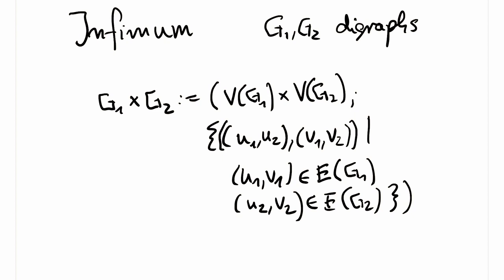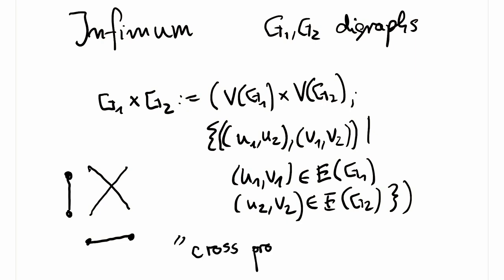This product is also called cross product, and it's easy to remember why. Suppose you have these two little symmetric graphs with two vertices. The direct product will have 4 vertices, 2 times 2, and we'll have an edge if and only if we have an edge component-wise, which means that there will be an undirected edge on the diagonal and another one here. So we see a cross showing up. So it's called the cross product or the direct product.